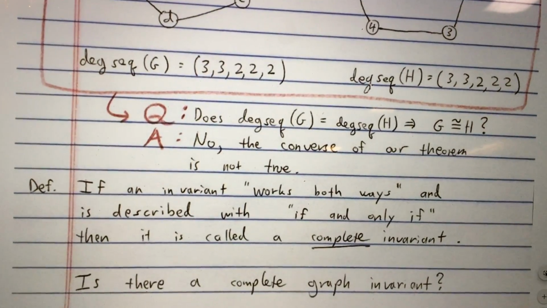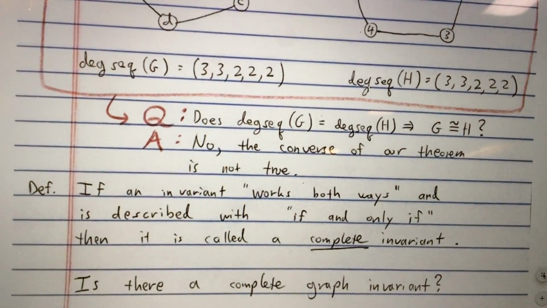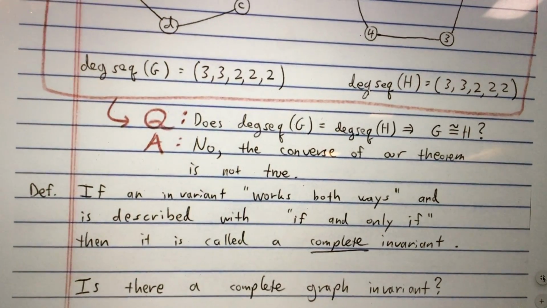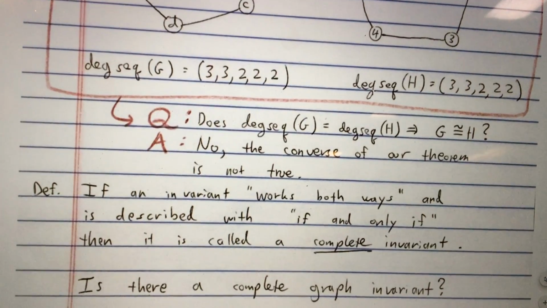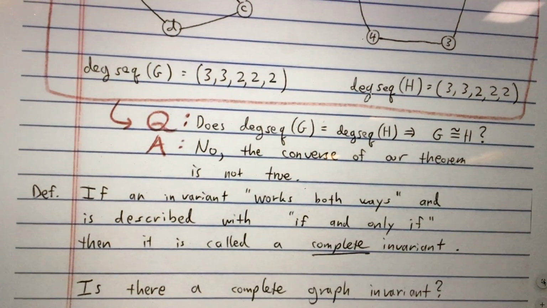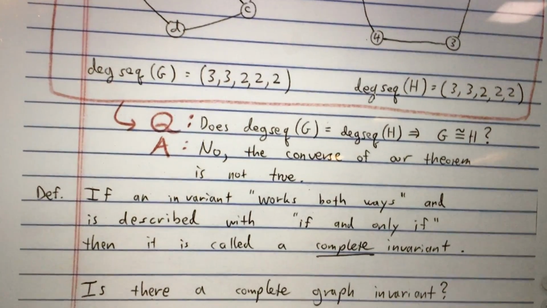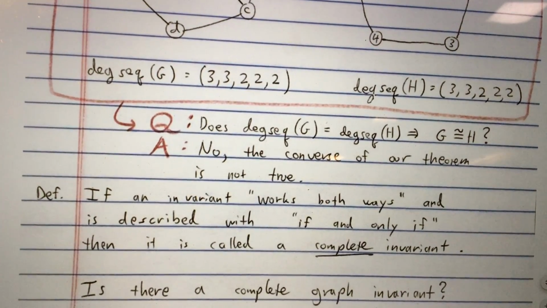But an interesting question is, is there a complete graph invariant out there? And what would that be? I'm not completely sure. I'd have to Google it myself. Usually we work with not complete invariants, like the degree sequence.